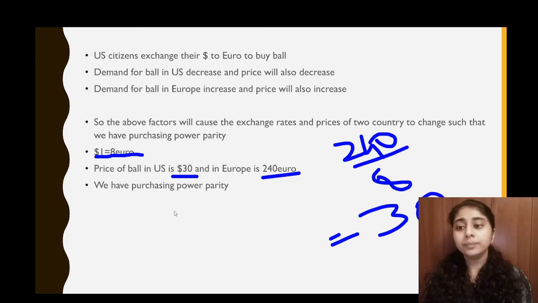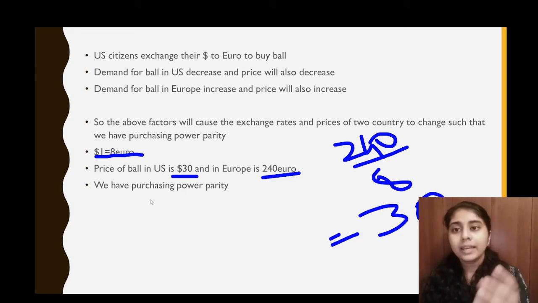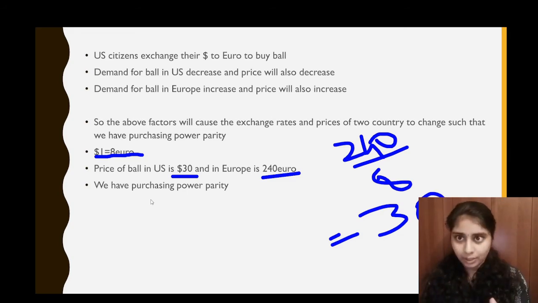Okay, so the above factors will cause the exchange rate and prices of the two countries to change in such a way that it causes an equilibrium, and that equilibrium we call purchasing power parity. So in the current scenario, the market rate becomes $1 equal to 8 euros, and the price of the US ball came down from $40 to $30, but the football price in Europe went up from 150 euros to 240 euros.